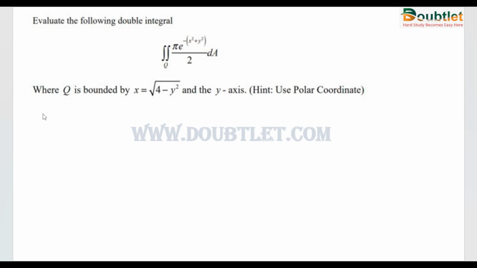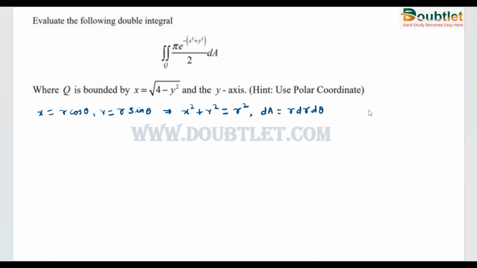Let x equal r cos theta, and y equal r sin theta. Then if we square and add both the terms, x square plus y square becomes r square cos square theta plus r square sin square theta. If we take r square common, sin square theta plus cos square theta is 1, so this statement will prevail. And dA in polar coordinates is r dr d theta.